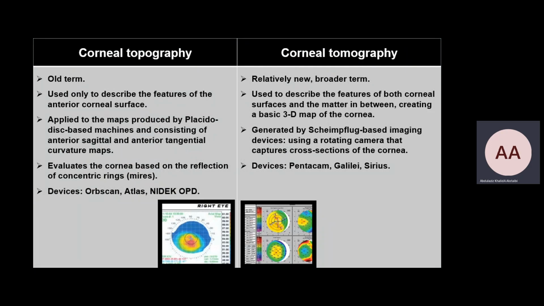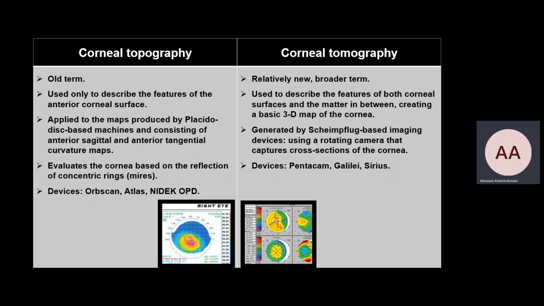We usually use the term corneal topography. Corneal topography is an old term used only to describe the anterior corneal surface. It is applied to the maps produced by Placido disc-based machines, consisting of anterior sagittal and anterior tangential curvature maps only. It evaluates the cornea based on the reflection of concentric rings or mires. Examples are Orbscan, Atlas, Nidek.